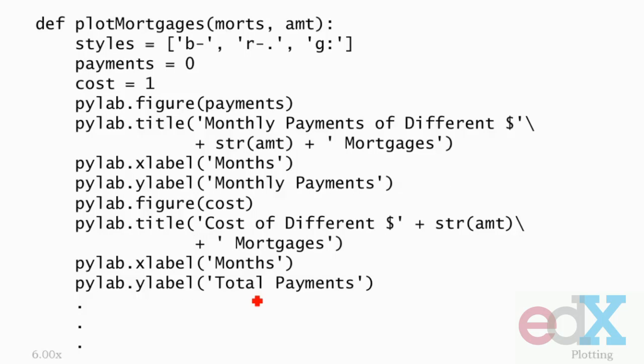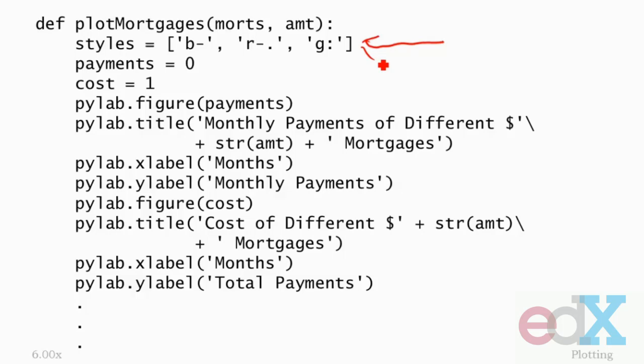The function plot mortgages is more interesting. If we look at it, it takes as arguments morts, kind of a bad name, but it stands for a list of mortgages, and an amount. Then there's a constant styles here, which will be used to plot each mortgage in a different style. So we have a blue line, a red dotted line, and a green dashed line.